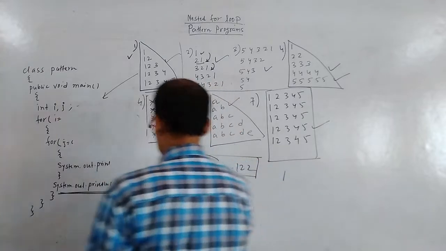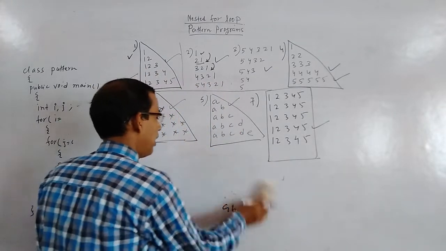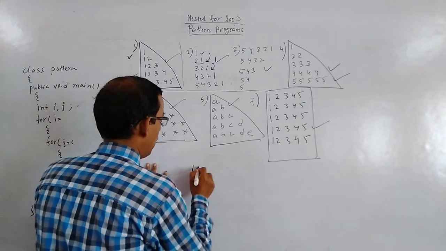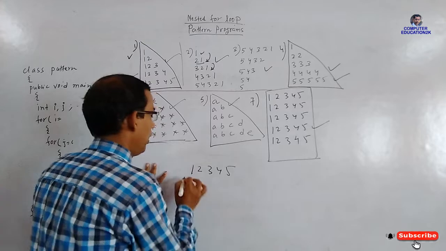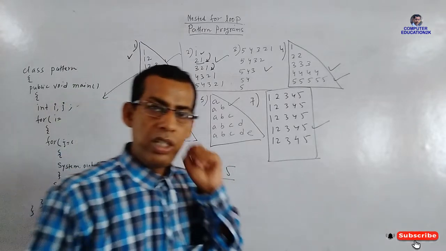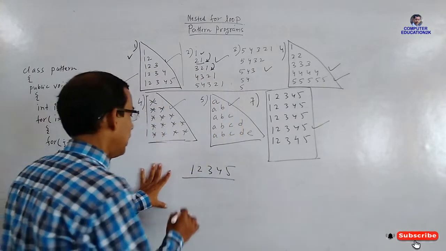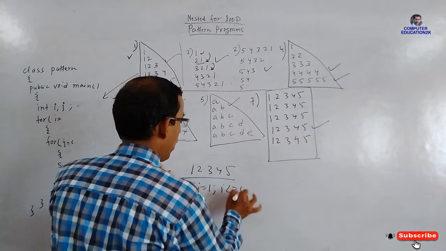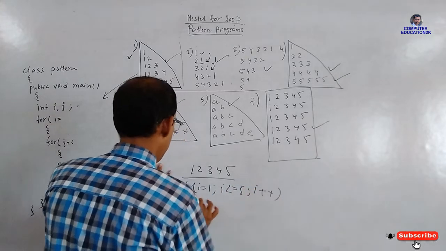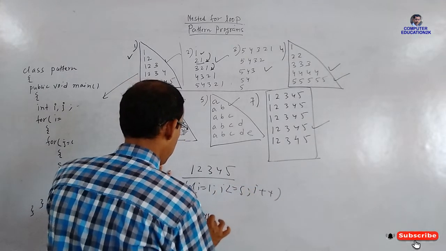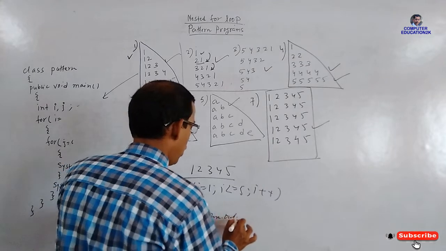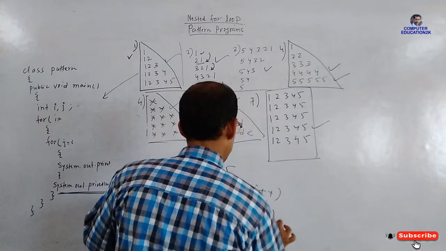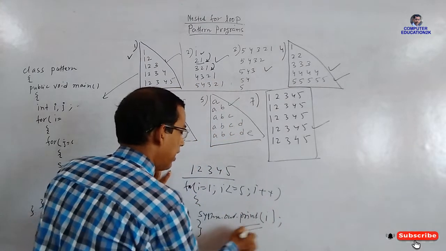Suppose you need to print only the last line, 1, 2, 3, 4, 5. You have to print only the last line using a for loop. Then how will you do it? You will write like this: for I equals 1, I less than or equal to 5, I plus plus, and then system dot out dot print I.